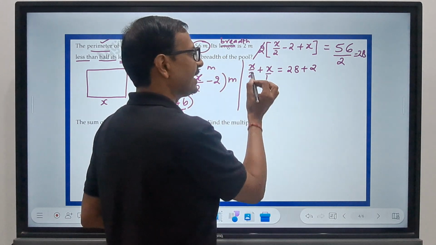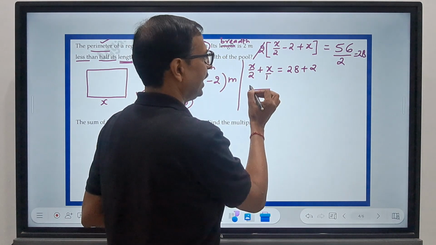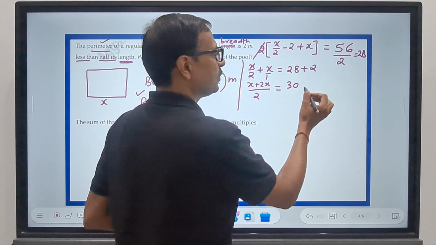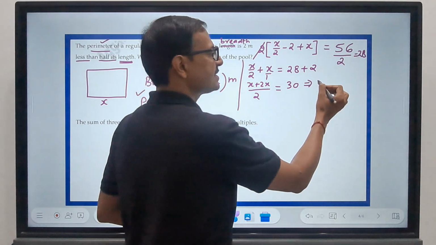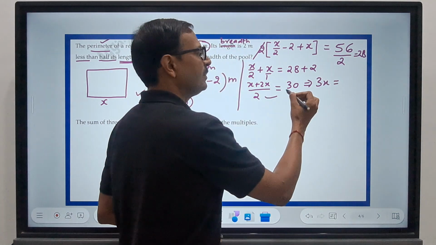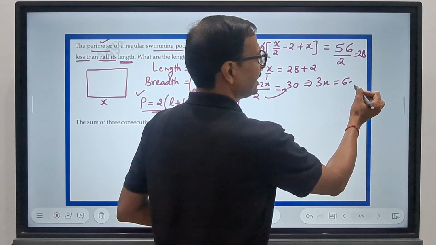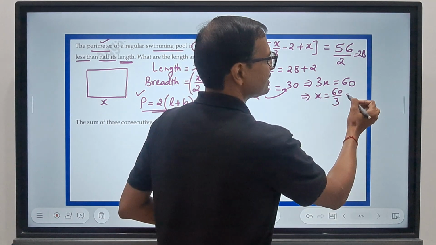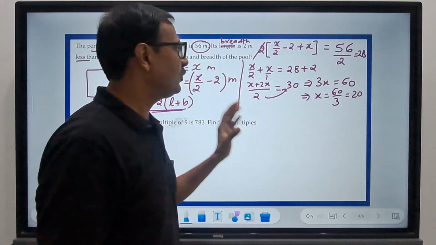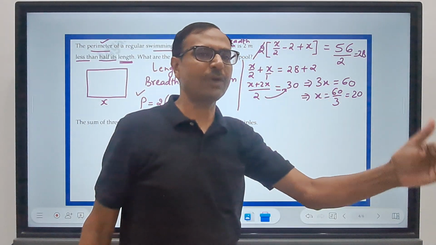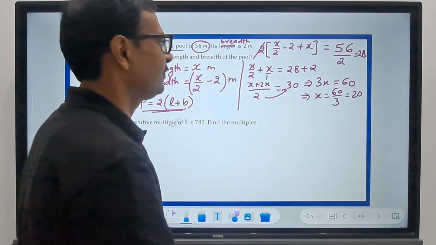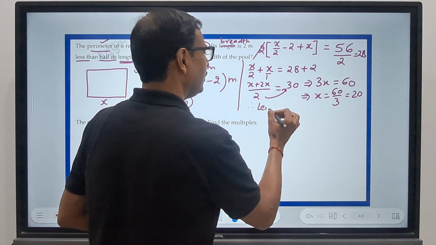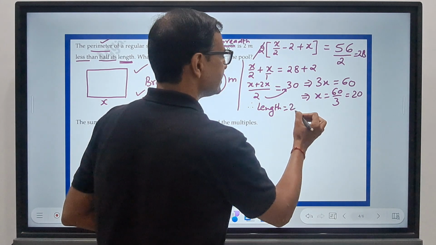If I add x upon 2 and x upon 1, this is 2, and then x plus 2x, and this is 30. So what happens here is this becomes 3x, and the 2 can be cross multiplied, which gives me 60, and therefore the value of x is 60 divided by 3, which is 20. Now if you get the value of x correctly, you know what is the length and what is the breadth. X is 20, right? So the length is 20. So I know the value of length, it is 20 meters.